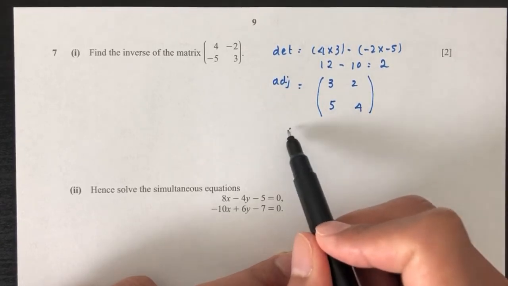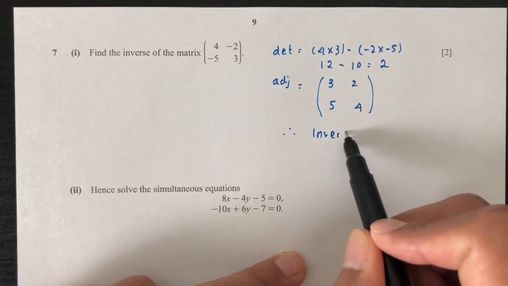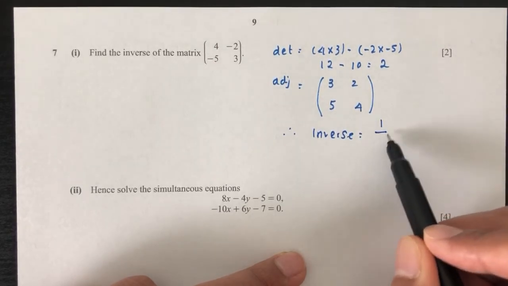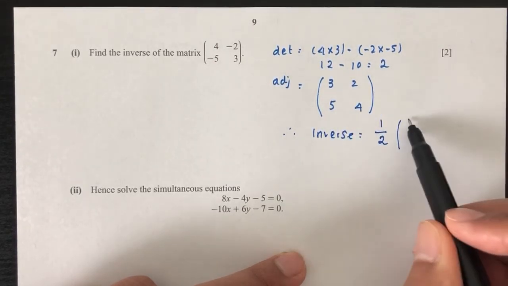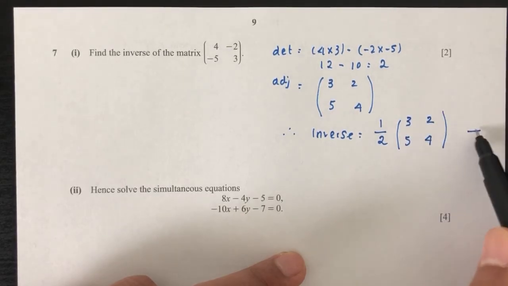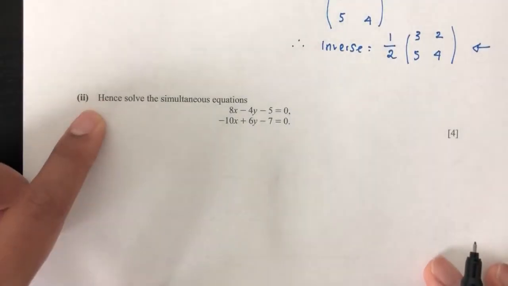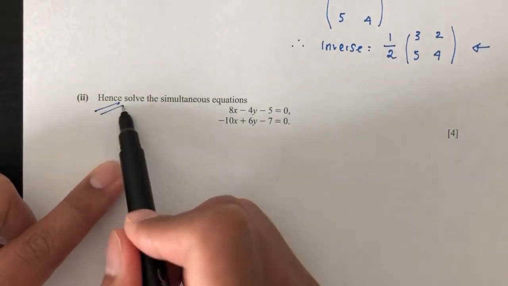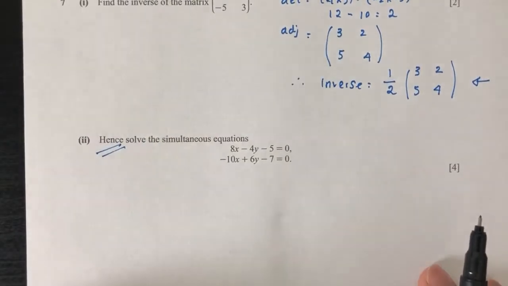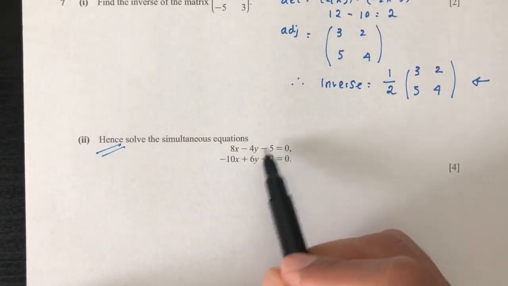So from this, that will be inverse A is equal to 1 over determinant times adjoint matrix. So it will be this. This is the inverse matrix of this one. Now moving on to part 2. When you say hence, you have to use your answer from part 1. Solve this equation. So first step, let's send this to over here.